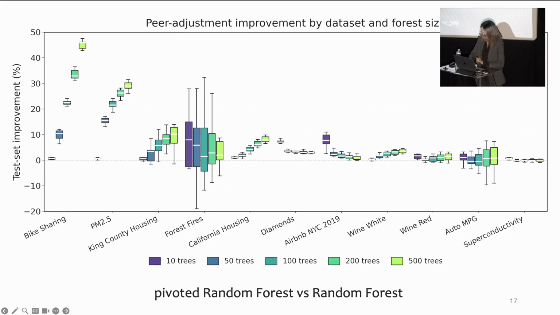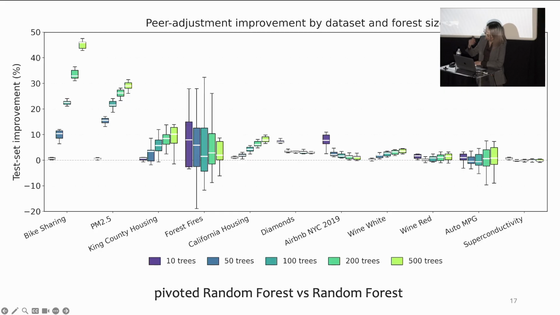work with. And now I want to walk you through a few of these individually, because the data sets behave differently and the differences are informative. First, bike sharing on the left. This one shows a really clean effect. The gain grows monotonically with forest size, and 500 trees is substantial. This is a data set with strong temporal structure that individual trees just pick up in correlated ways, and the pivot pulls that correlation apart.